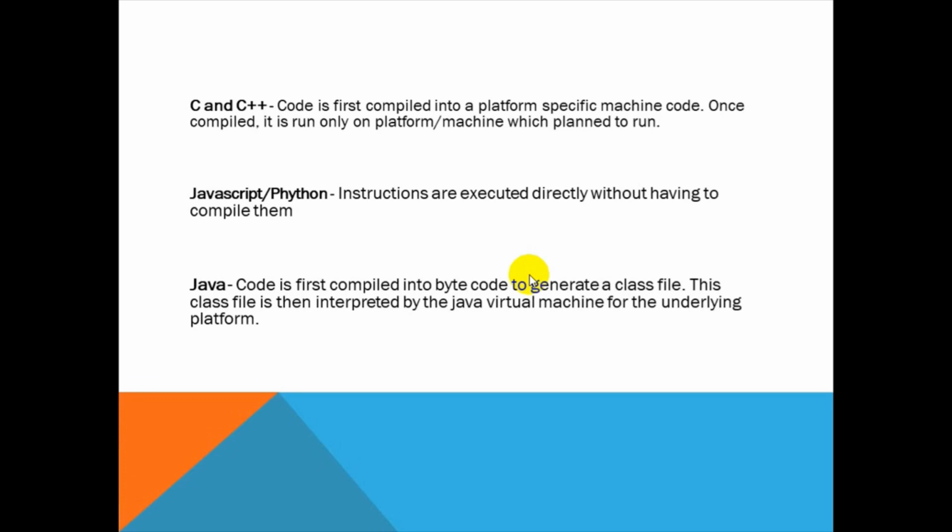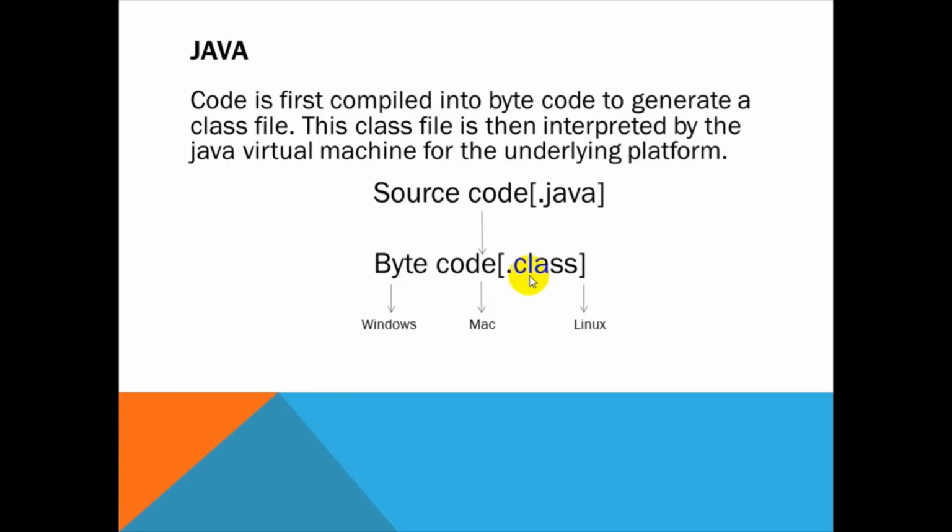Code is first compiled into bytecode to generate a class file. This class file is then interpreted by the Java Virtual Machine for the underlying platform. The same class file is executed on any version of JVM running on any platform and operating system. JVM creates an isolated space on the host machine. The space can be used to execute the Java program irrespective of the platform or operating system of the host machine.